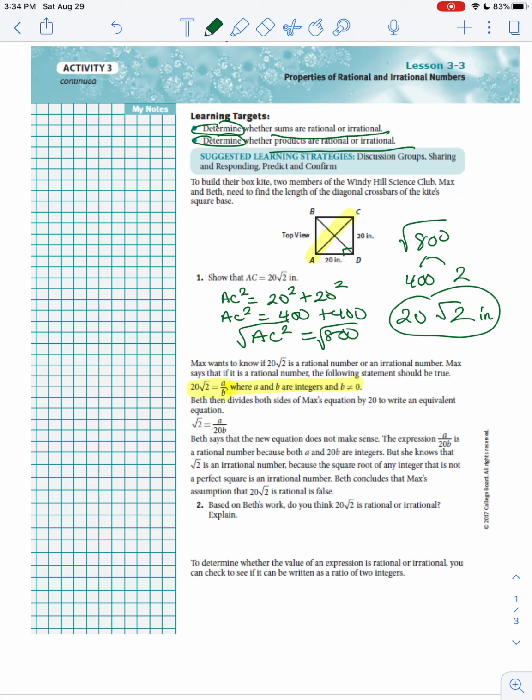Now the question is, based on Beth's work, do you think 20 root 2 is rational or irrational? Hopefully you agree that it's irrational. Like she says, any square root that's not a perfect square is going to be irrational. If you put the square root of 2 in your calculator, you get 1.414, and then it just goes on. It doesn't terminate, and it doesn't have any repeating pattern either. So of course we have an irrational number.